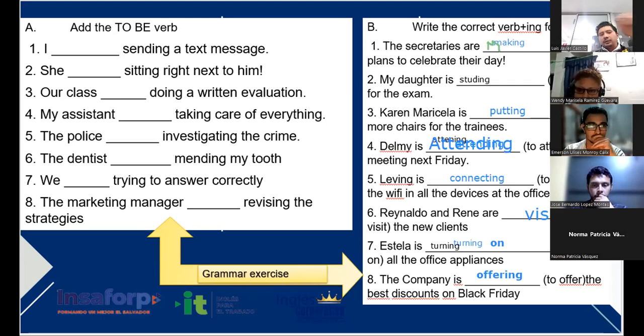A ver, ¿quién me dice cuál es la regla, por ejemplo, para make? ¿Cuál es la regla de spelling? What's the spelling rule? I can in Spanish. All right. And let's try to say it in English, okay? Tati, say it in Spanish and we will try to say it in English, okay?